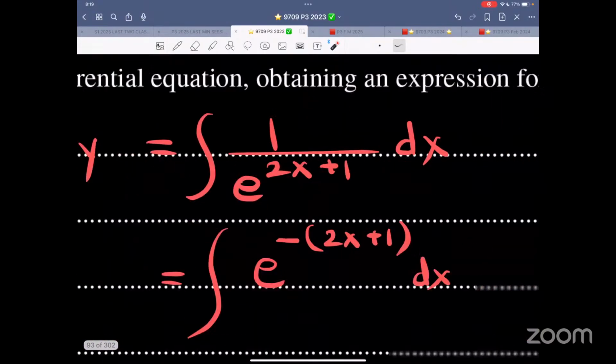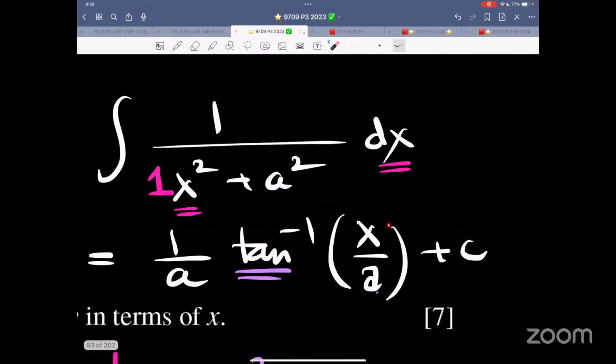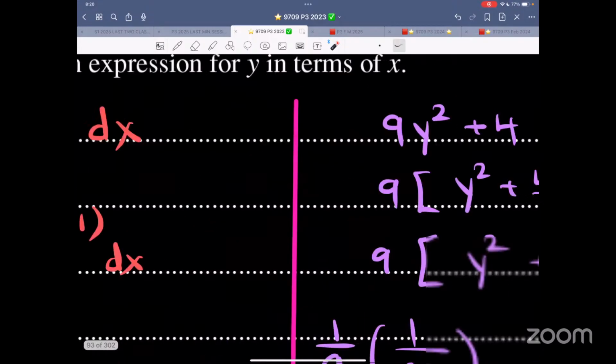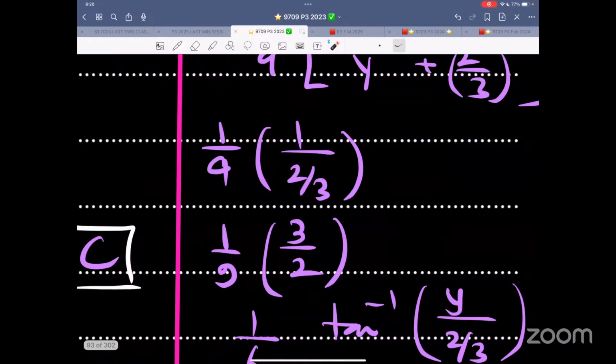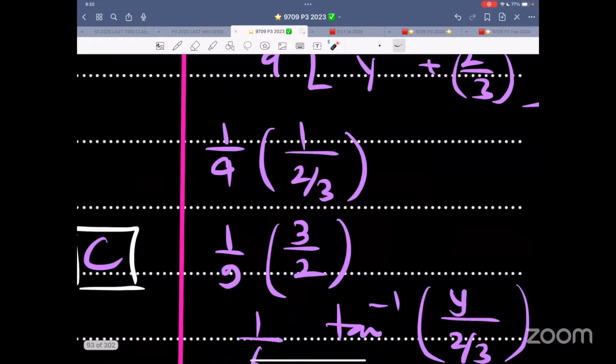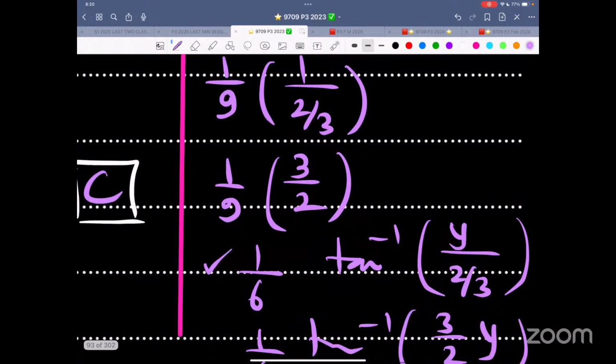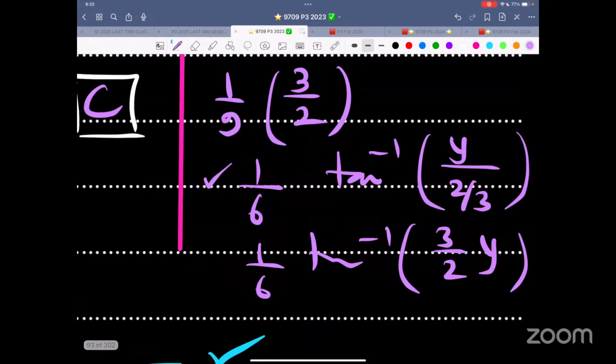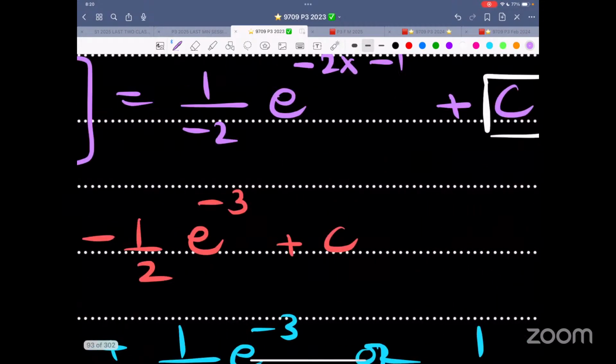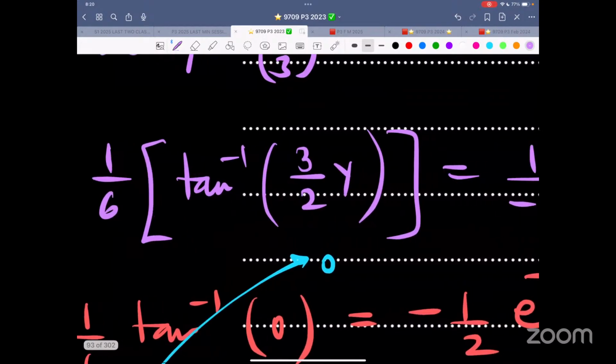Got the idea? So this is x over a. So x over 2/3, that is 3 over 2x or y, whichever variable is there. Also, this is 1 over 9 into 3 over 2. Let me write this 9 properly. So therefore, this 9 is right over here. So this is 1 over 9 into 3 over 2. This is 1 over 6. y divided by 2/3, that is tan inverse this thing. So this thing is all done over here and then listed over here.